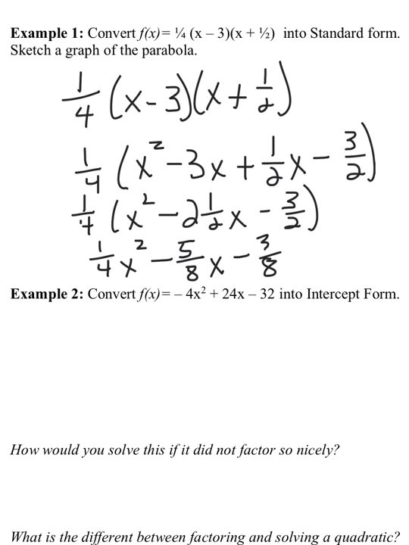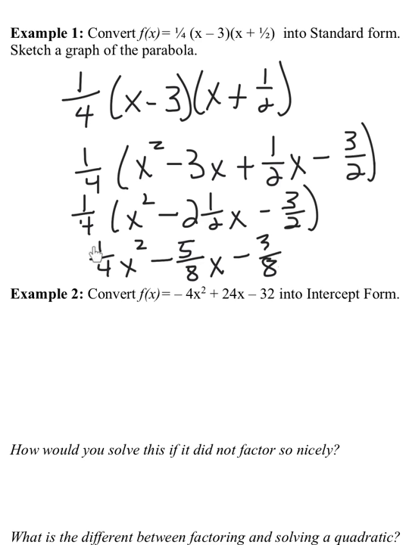So I have x squared, x times x is x squared, minus 3 times x, plus 1/2 x, minus 3/2. The next thing I'm going to do is combine these like terms in the middle. So I get 1/4 times x squared minus 2.5x minus 3/2. The next step is to multiply through my quadratic right here by 1/4. So I multiply through and I get 1/4 x squared minus 5/8 x minus 3/8. And this would be my quadratic in standard form.